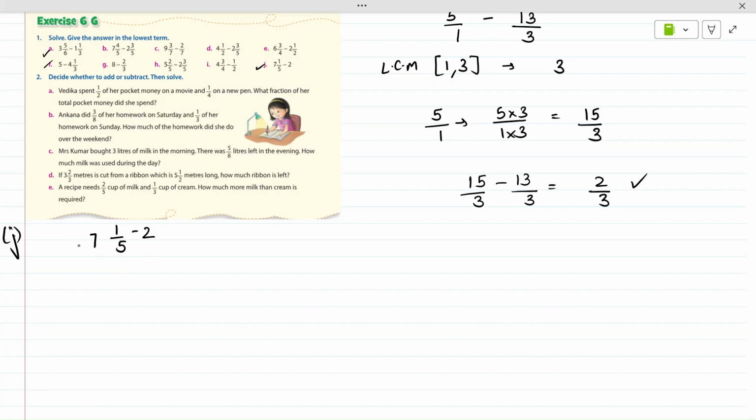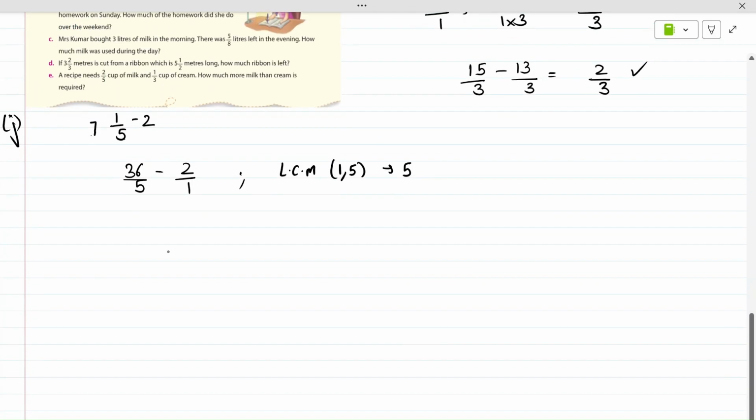Same thing, change this to a normal fraction. 7 into 5 is 35 plus 1, 36 by 5, and 2 by 1. And now we have to take the LCM of 5 and 1, which will be 5. Now let us change them to like fractions.